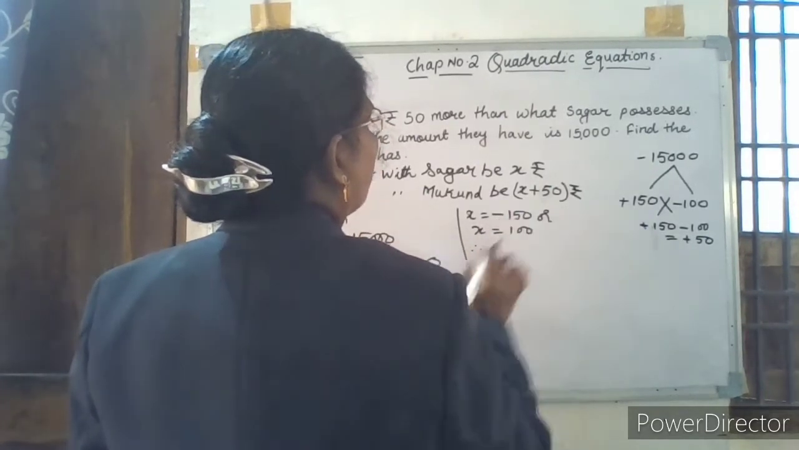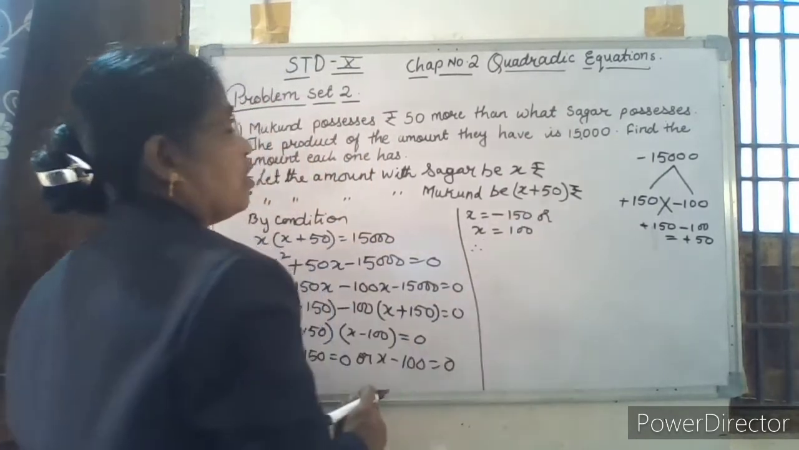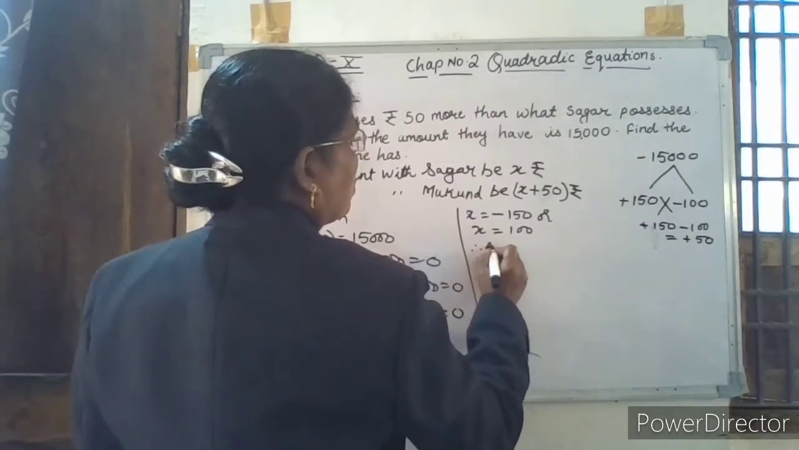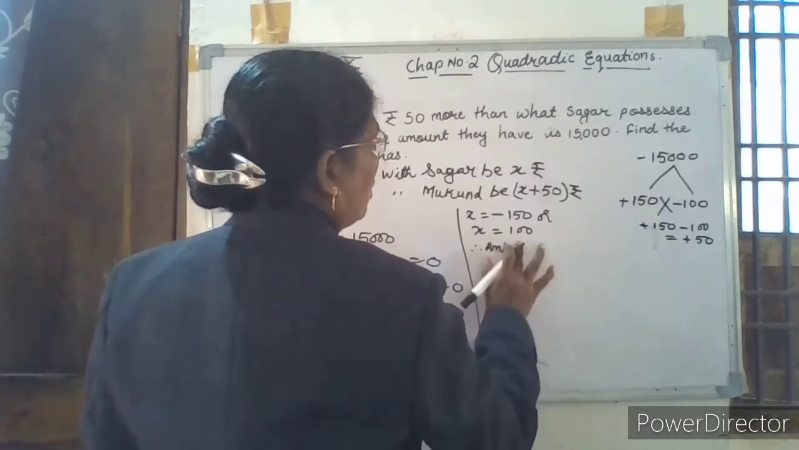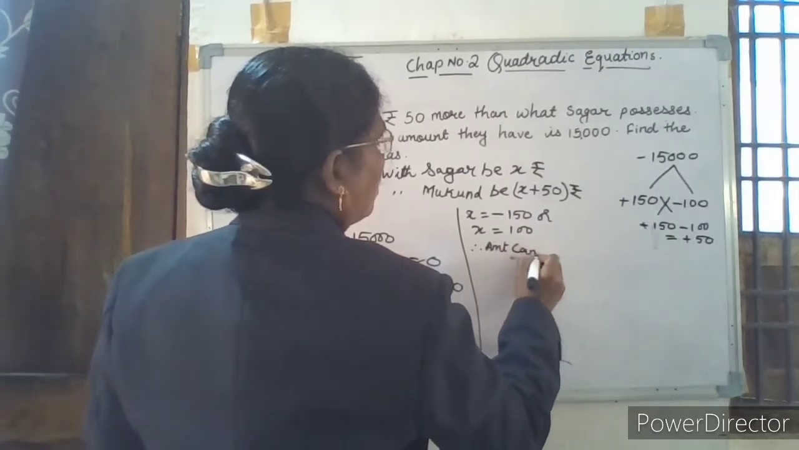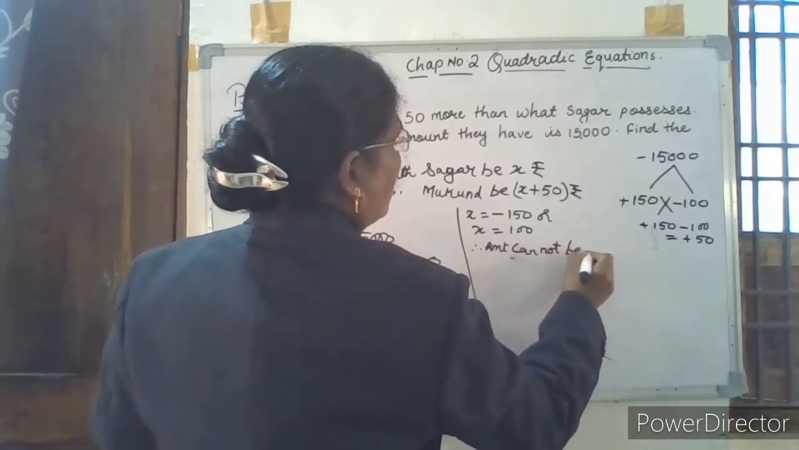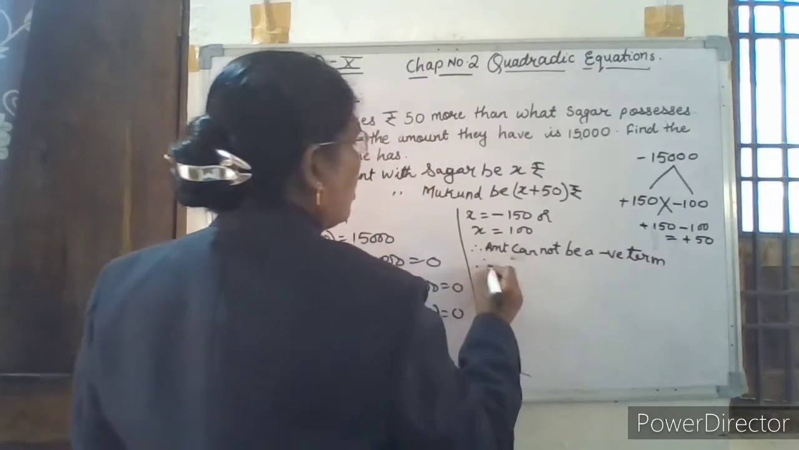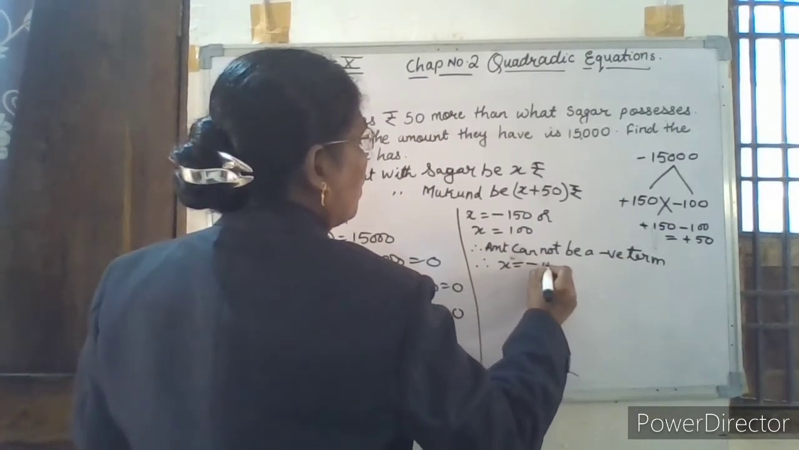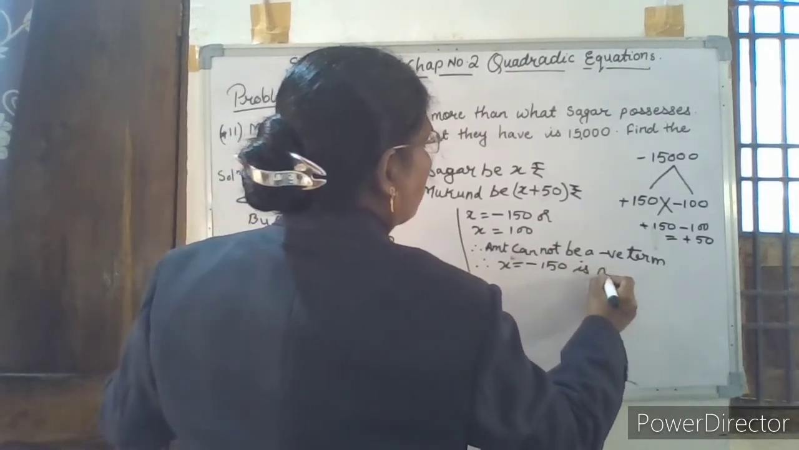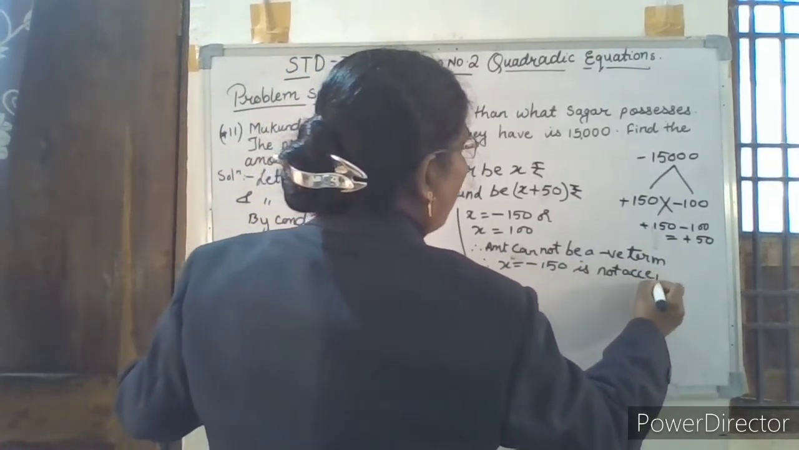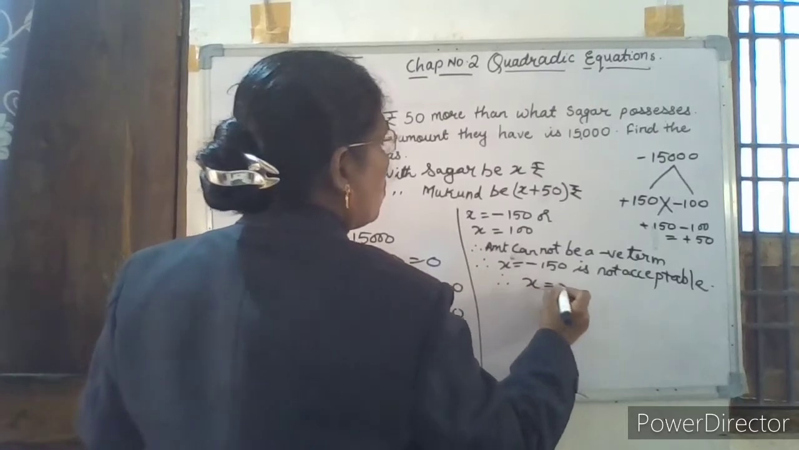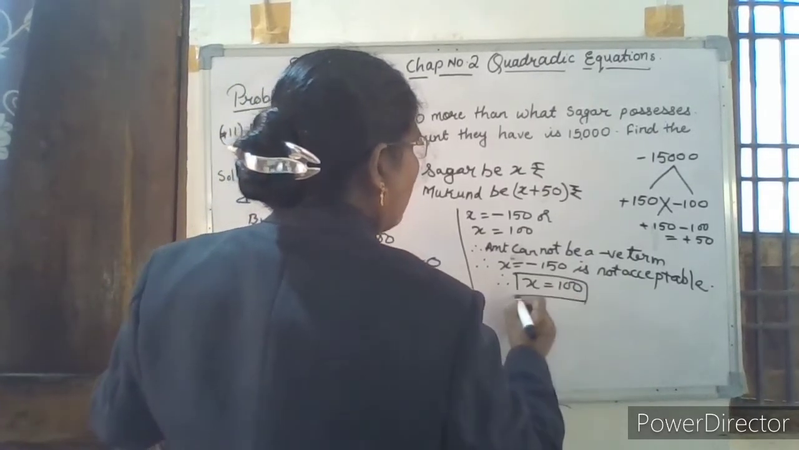So therefore x equal to minus 150 is a negative number, and rupees cannot be minus 150. So amount cannot be a negative term. Therefore x equal to minus 150 is not acceptable. Therefore x is equal to 100. This is the value of x.